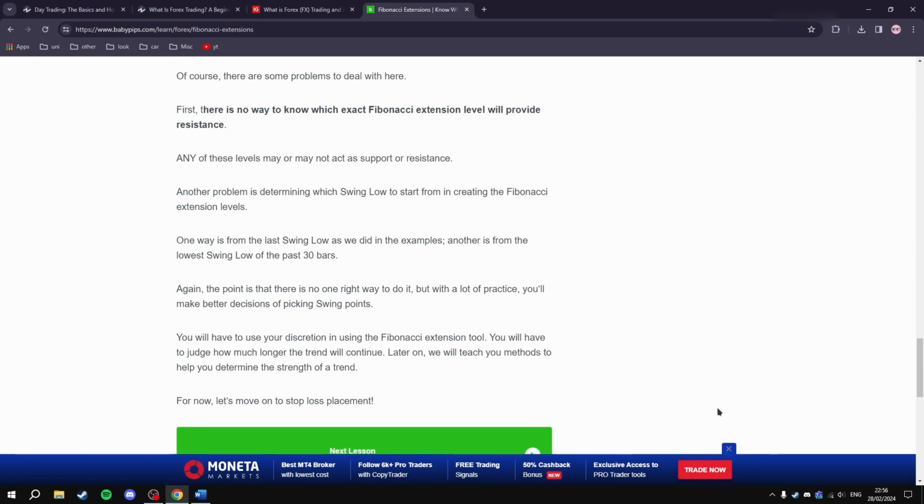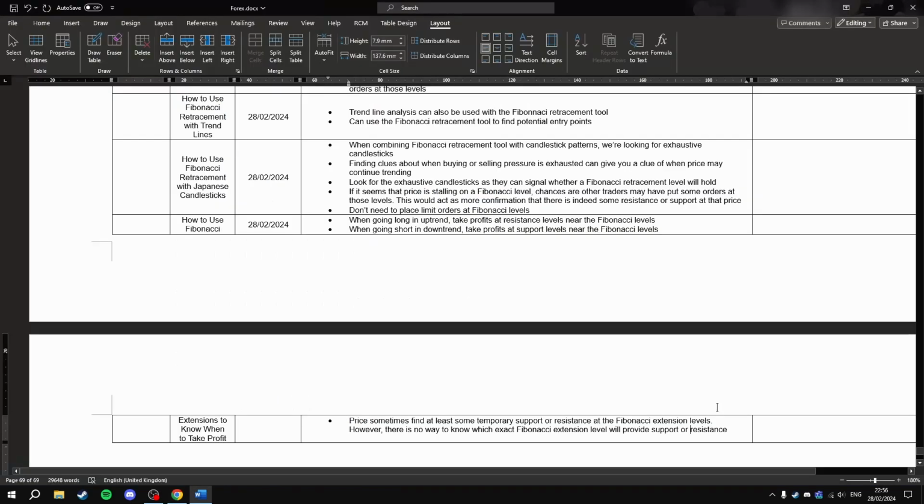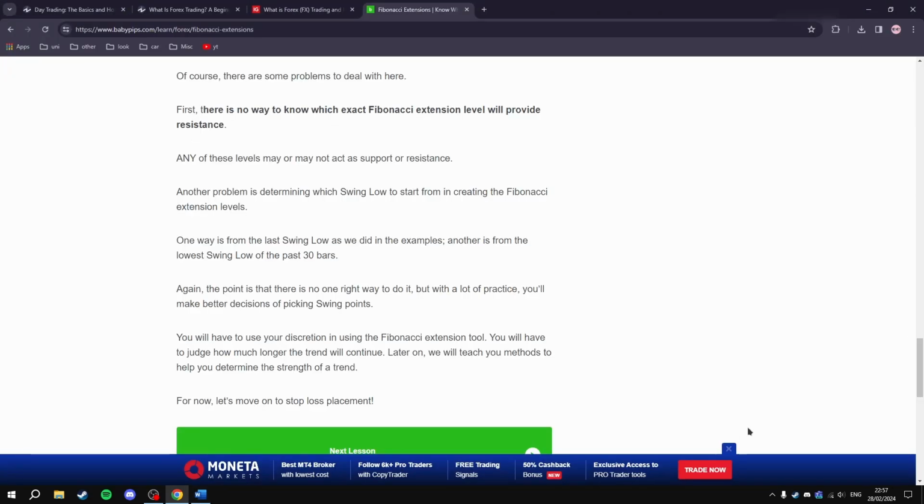Another problem is determining which swing low to start from in creating the Fibonacci extension levels. One way is from this last swing low, as we did in the examples. Another is from the lowest swing low of the past 30 days.